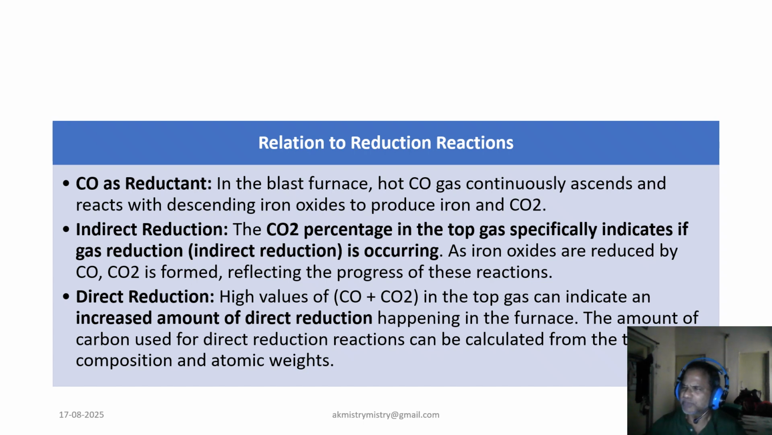Now, what does a higher rate indicate? It indicates that oxygen from the burden is removed with less gas and thus less coke, leading to a much more efficient furnace operation. Modern furnaces even measure gas composition across the radius to ensure a good balance between reduction gas and ore.